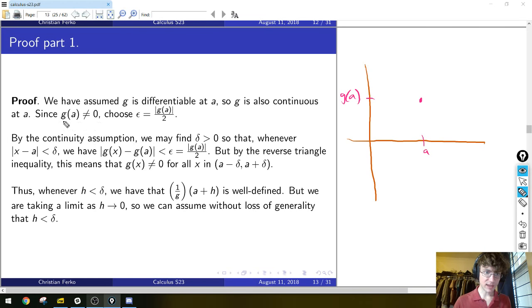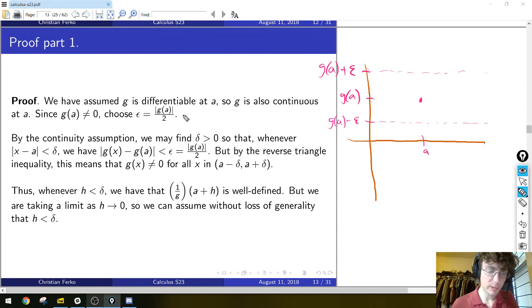Well, we know g of a is non-zero. So we're going to choose our epsilon to be the absolute value of g of a over 2. So here's going to be, say, g of a minus epsilon and g of a plus epsilon. We're just choosing the value of epsilon so that everything within these bars at distance epsilon from the output are forbidden from hitting 0. Right? Because if epsilon's half this distance, g of a, and you never go half that distance back downwards, you're never going to hit 0. Okay. Now we use the continuity assumption.